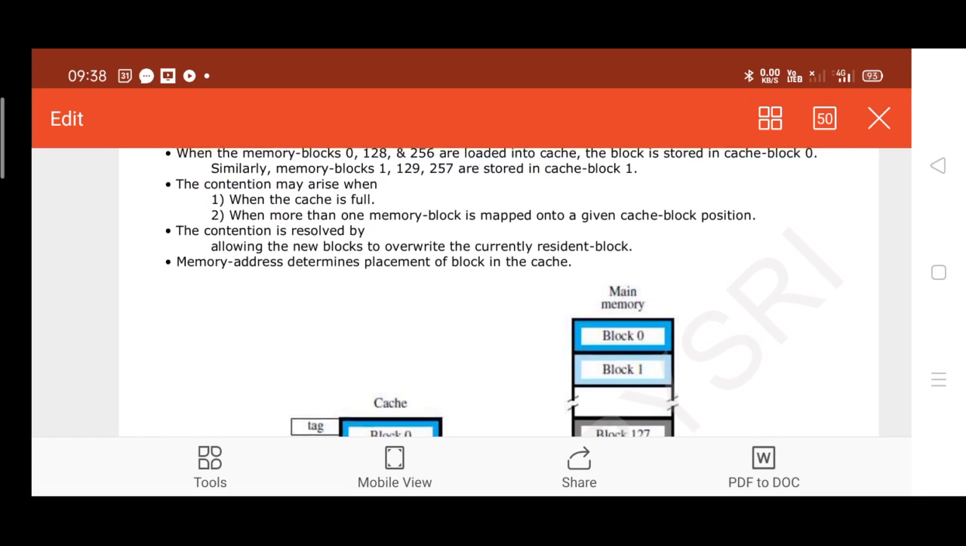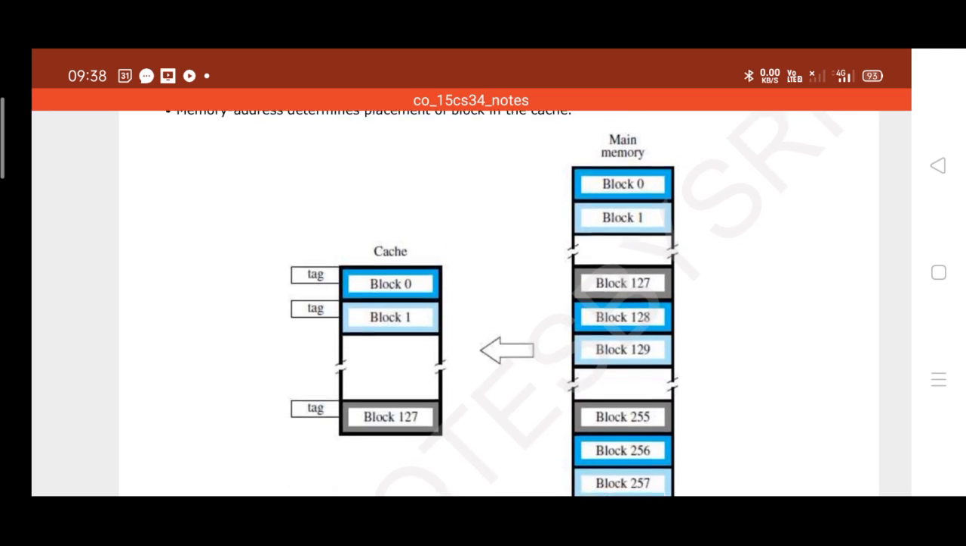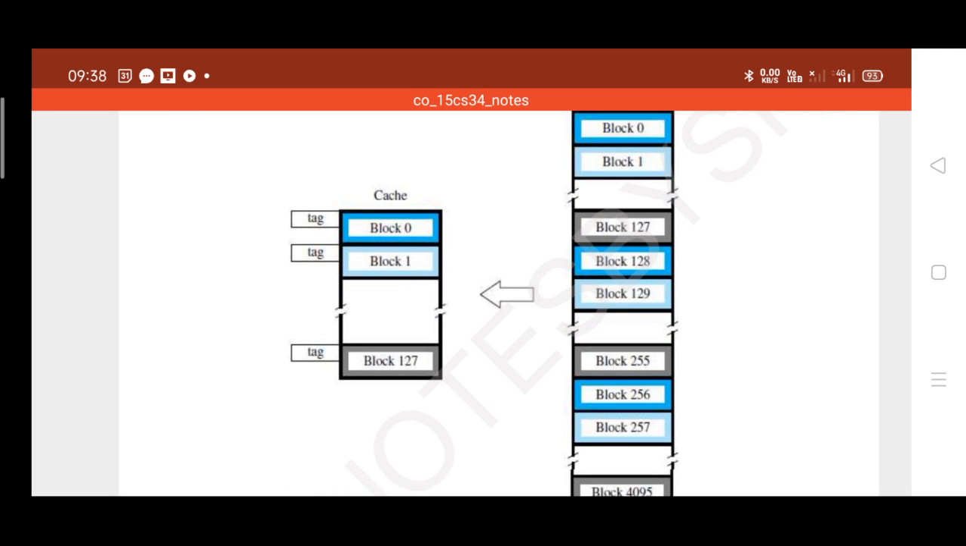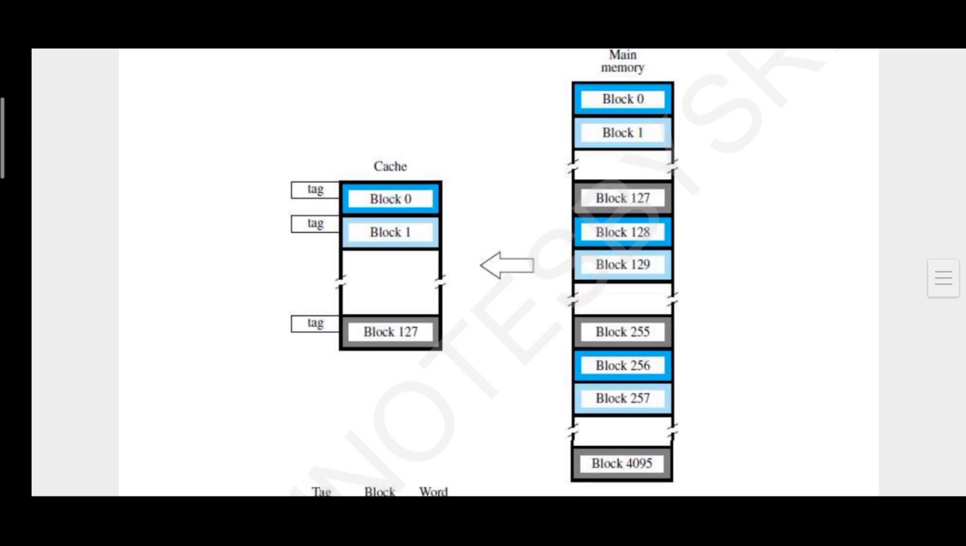I'll begin with the mapping function, direct mapping, in the next session. In the next video I'll explain direct mapping. Next will be associative, and finally set associative. Please try to understand. This is one of the very important topics from this module. If you study the mapping function, you can expect a 10 plus marks question in the final exam.